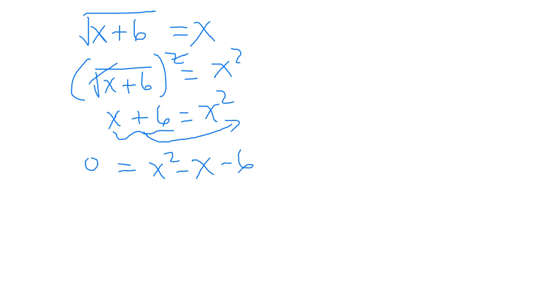So now I have a quadratic. Okay, so we've already done this. So I look for two numbers that if I multiply, I should get negative 6. Then if I add, I should get negative 1. So what numbers are those? Negative 3 and 2, right? So 0, or I could do it the other way, it's the same thing. x squared minus x minus 6 equals 0.